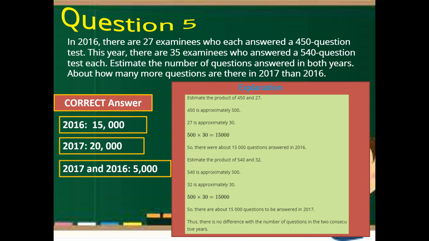So, ang sinabi dyan, estimate the number of questions answered in both years, about how many more questions are there in 2017 than 2016. Use lang tayo ng subtract lang po natin. Siyempre, 2017 minus 2016, that's 5,000. Thus, there is no difference with number of questions in the two consecutive years. Ayan. So, 5,000 questions more in 2017 than 2016.